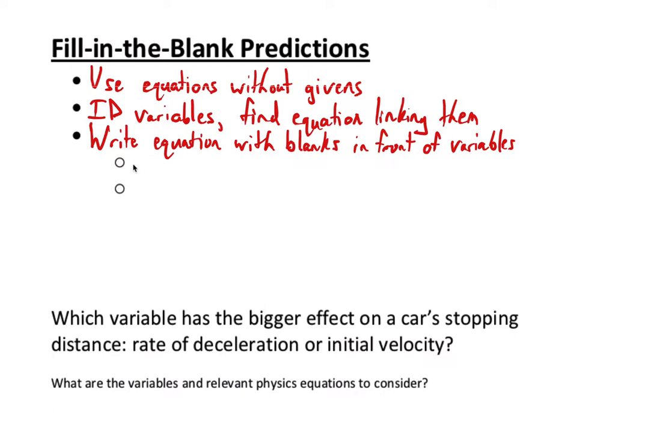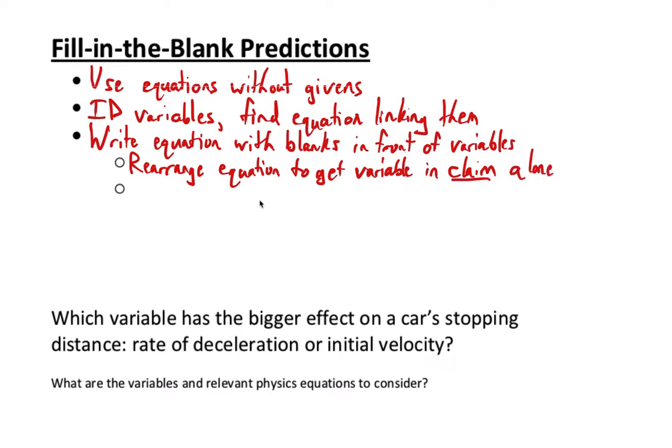Couple things. It would be smart to rearrange the equation to get the variable in your claim, the one you're making a claim about, get that one alone. So if I want to say that speed will double or triple, or that distance, or any other variable, the variable I'm making a claim about, get that one alone in the equation.